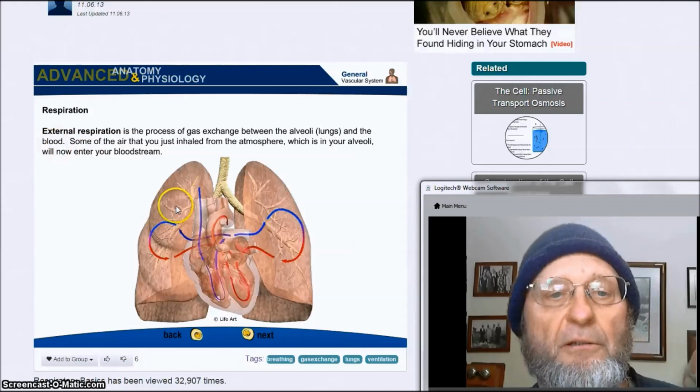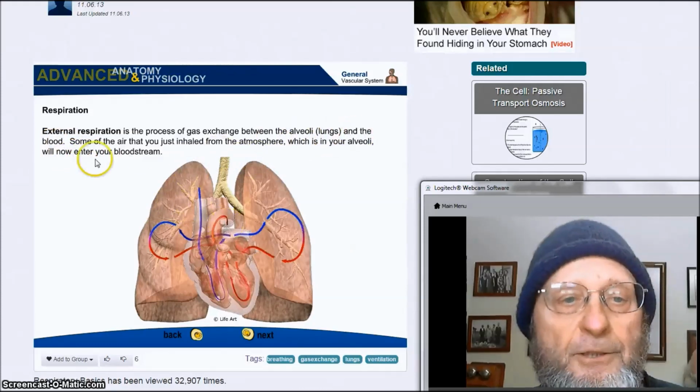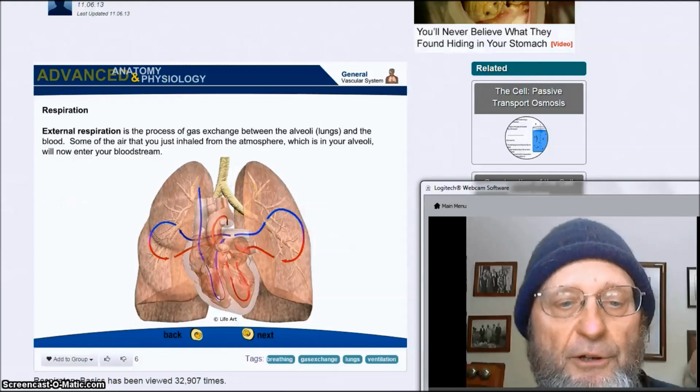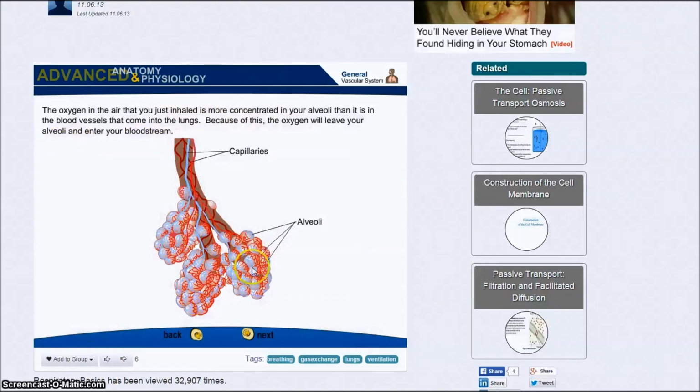External respiration, gas exchange between the alveoli of the lungs and the blood. Some of the air that you inhaled, which is in your alveoli, your air sacs, in other words, in your lungs now, will now enter your bloodstream. Okay, so here's the alveoli, and the end of these bronchioles and so forth inside your lungs. Air sacs is another term for the alveoli.